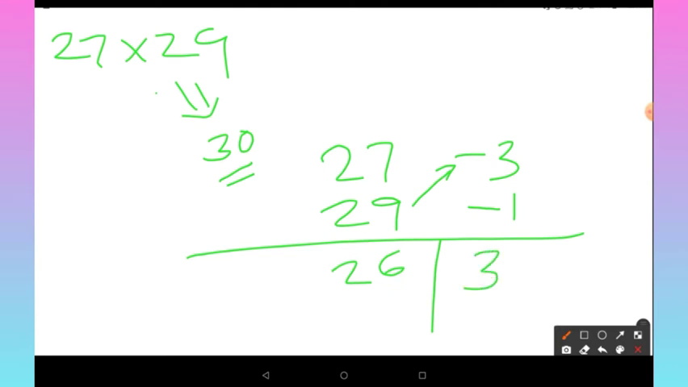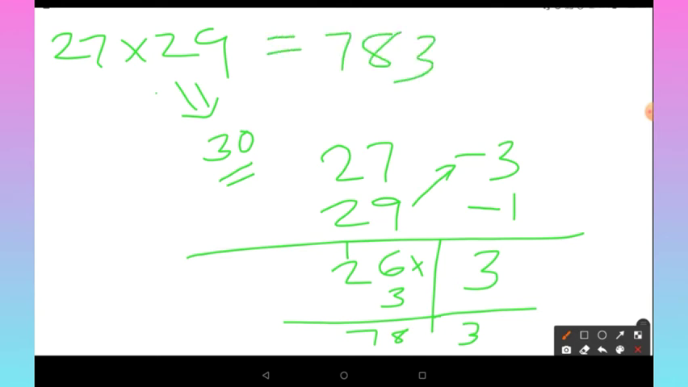Now for this part, what is 30? 30 is 10 into 3, right? So you have to multiply 26 into 3. When you multiply 26 into 3, you will get 78, and then this 3. You can write it the same way, because 30 has only one 0 and 3 is one digit. So your answer for 27 into 29 is 783. Let's do one more example.